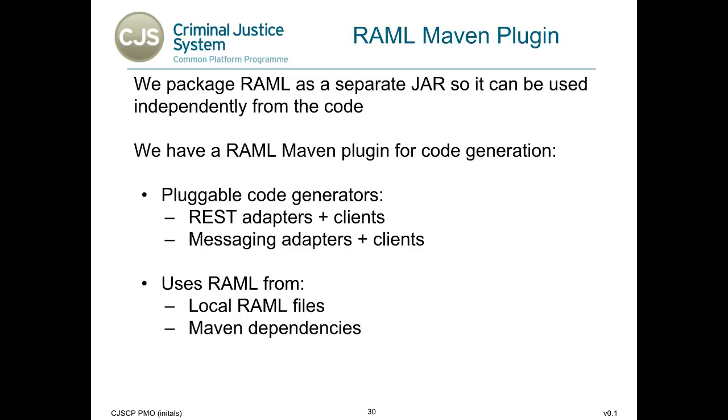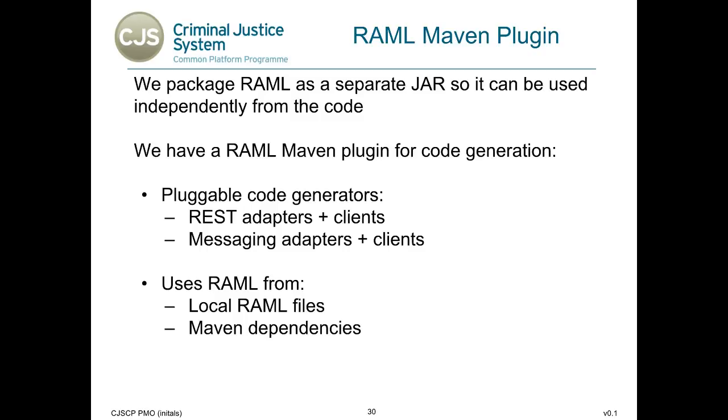So first off, we have configuration in the service parent POM that packages the RAML into a separate jar file so that it can be used independently of the code. Then we have plugin configuration for our RAML Maven plugin that will automatically generate code for adapters and clients for both REST endpoints and messaging endpoints.